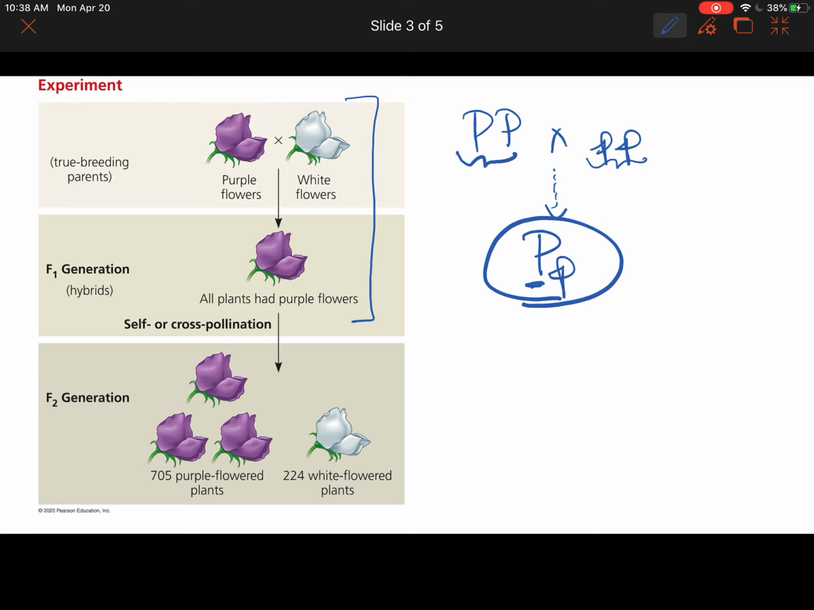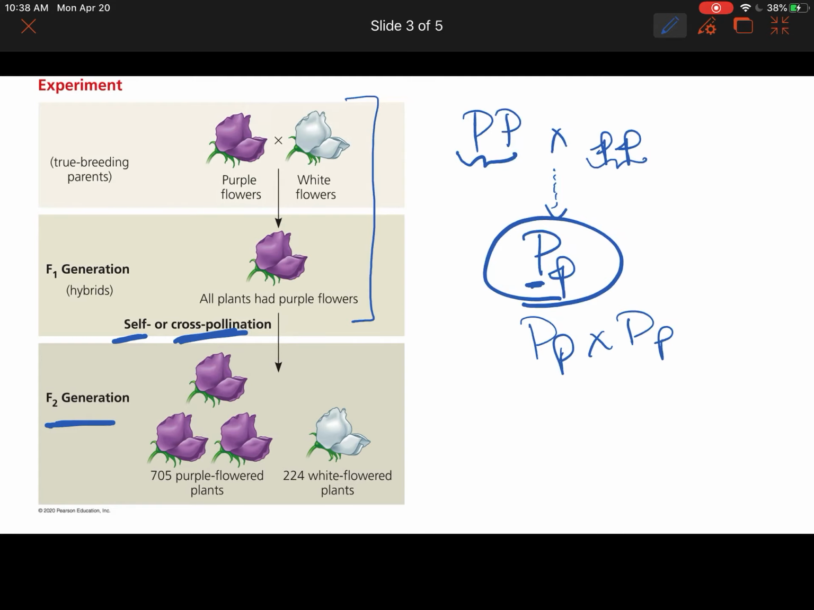So Mendel's question at this point is, well, what happened to the white trait? Is the white trait gone forever, or will it show back up? So to create the F2 generation, he either allowed the F1 plants to self-pollinate, or he cross-pollinated only between other F1 plants, okay? So it was always heterozygote crossed with heterozygote, okay?